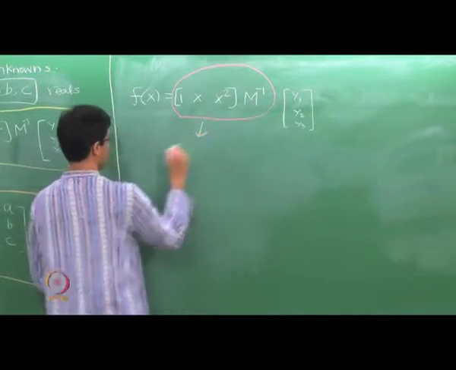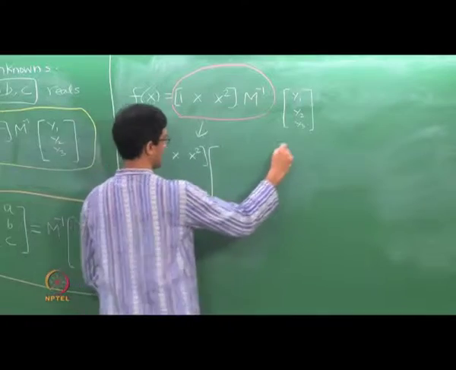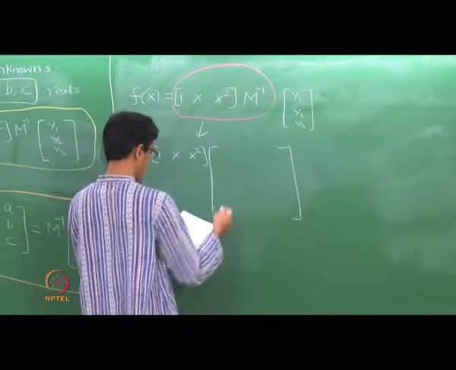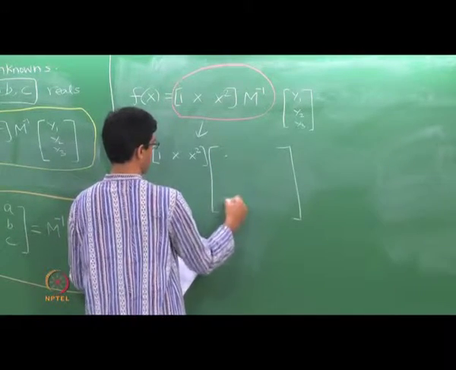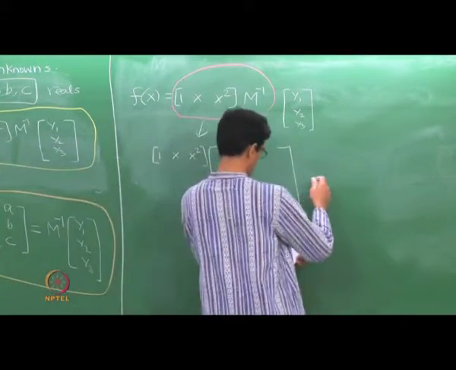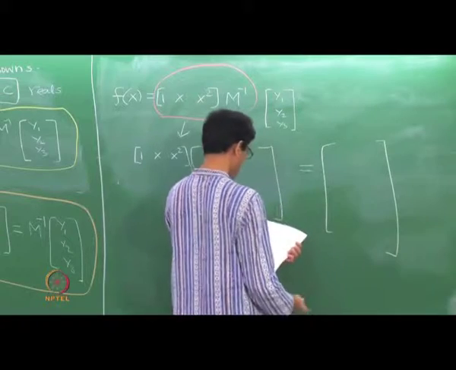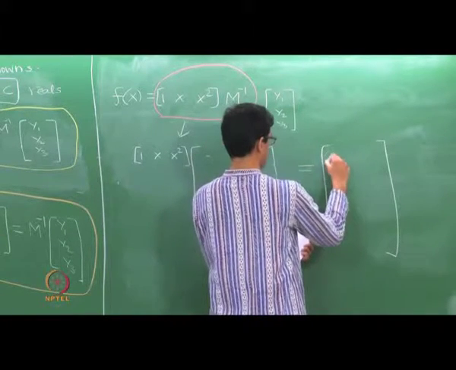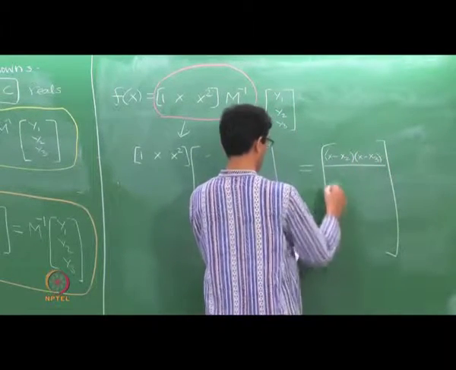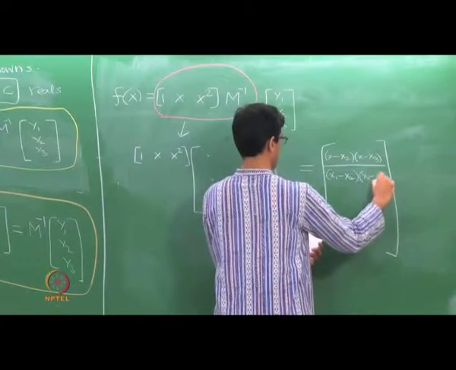So this calculation is the following. It's 1, x, x squared times, well, I just wrote out the entries of M inverse. After simplifying, after dividing by the determinant and so on, you get 3 entries here. Now when you multiply these two things out, here's what you will find. So there are 3 entries. Let me tell you what the first entry looks like. It's x minus x2 times x minus x3 divided by x1 minus x2, x1 minus x3.